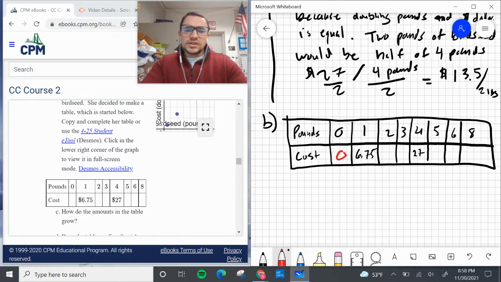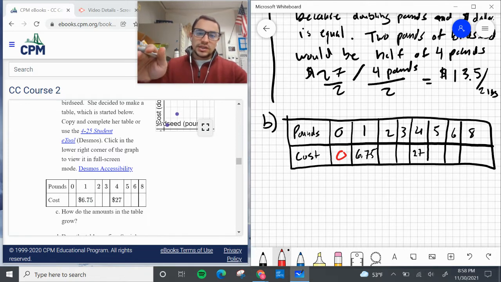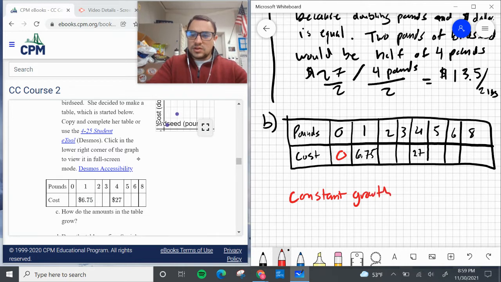So we got to think about this. What is happening in the table proportionally as it grows steadily? It's a constant growth. Again, I'll write that down. Constant growth. How is that happening here, here, and so on as we grow more, have more birdseed or grow in value?